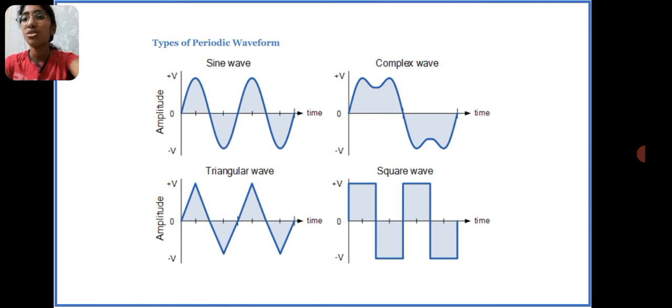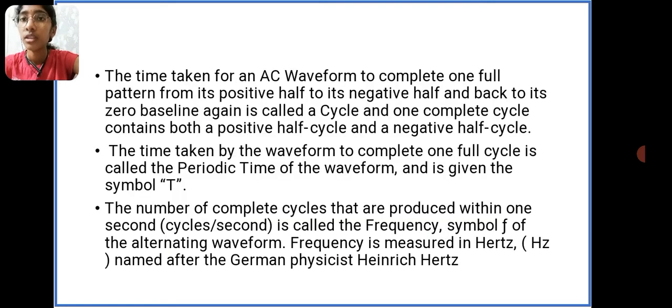The third one is the triangular wave. In a triangular wave, the upper half is a triangle and the lower half is also a triangle. Here also the time period is 2 pi. The next comes the square wave. This is a waveform where the upper and lower halves will be squares. The time taken for an AC waveform to complete one full pattern from its positive half to its negative half and back to its zero baseline again is called a cycle.